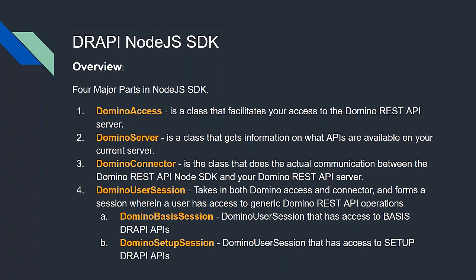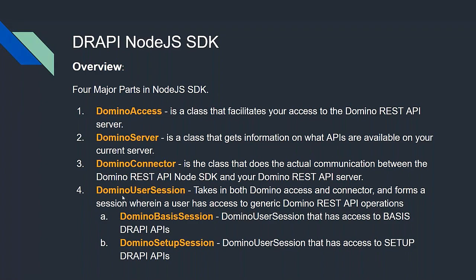The second part is the Domino server. It's a class that gets information on what APIs are available in your current server. The next one, Domino connector, is the class that does the actual communication between the Drapi Node SDK and your Drapi server. This will require the developer to specify which API in the Domino server we want to use. As of now, we have the basis operations, the PIM operations, setup operations, and the admin operations.